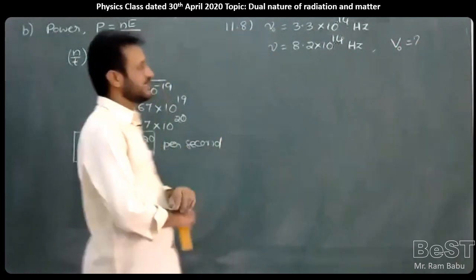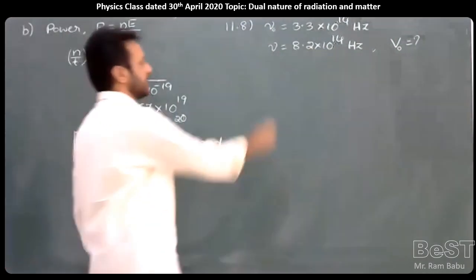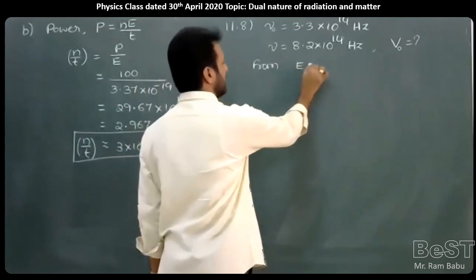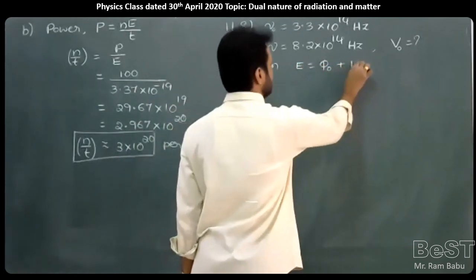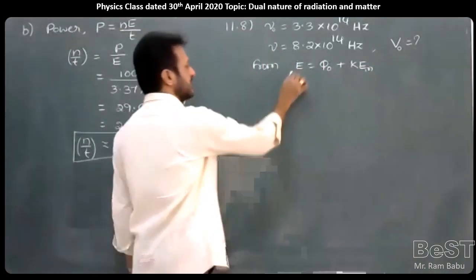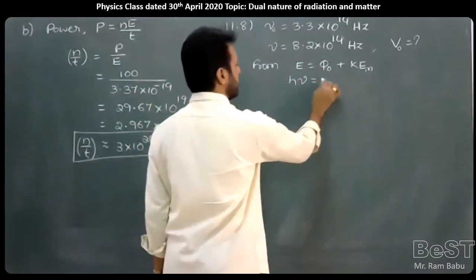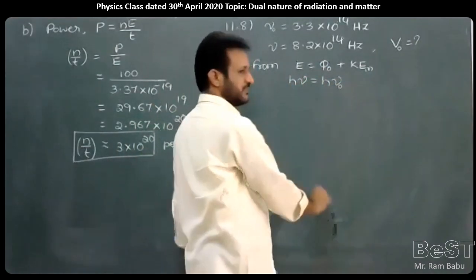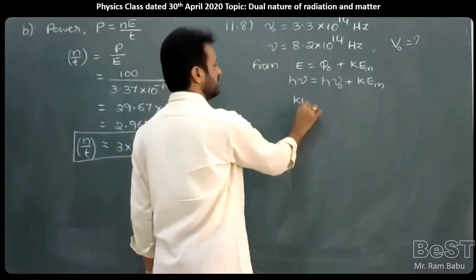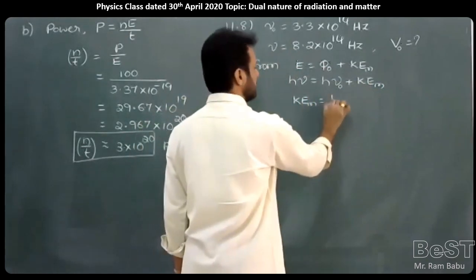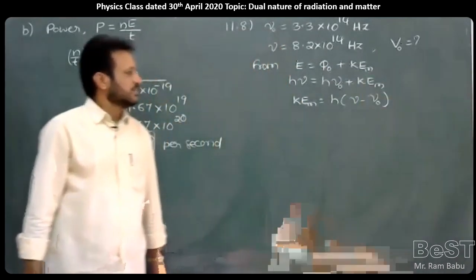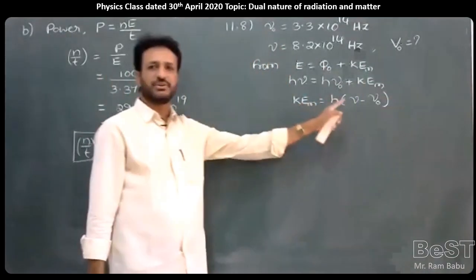So we'll use the concept of Einstein photoelectric equation. From Einstein photoelectric equation, E is equal to phi naught plus Ke maximum. In this formula, E is equal to h nu, and phi naught is equal to h nu naught. So h nu equals h nu naught plus Ke maximum. Taking h nu naught to the left side and h common, Ke maximum is equal to h into nu minus nu naught.